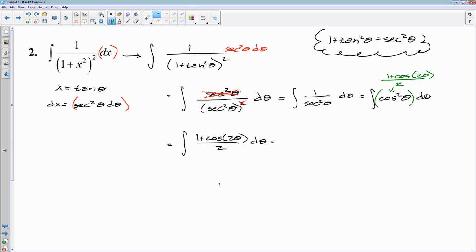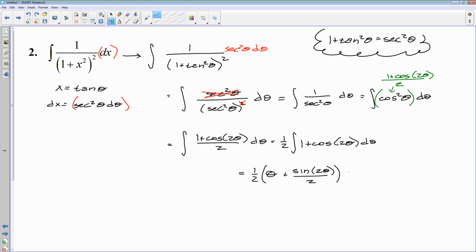I'm going to pull the 1/2 out. I'm dividing by 2, so I'm going to turn this into 1/2 the antiderivative of 1 plus cosine 2 theta d theta. And then finally, I can do the antiderivative. That is 1/2 of the antiderivative of 1, which is theta, plus the antiderivative of cosine 2 theta, which is sine of 2 theta divided by 2.